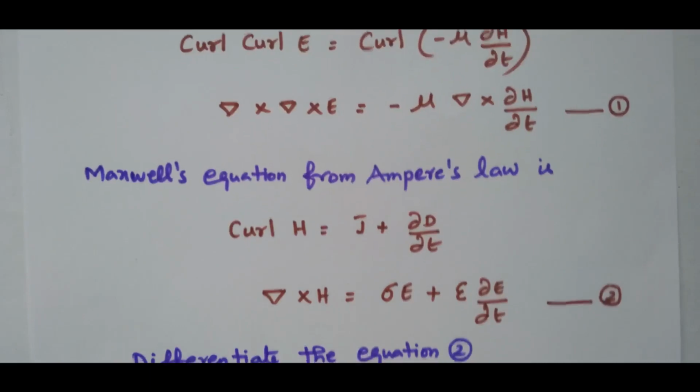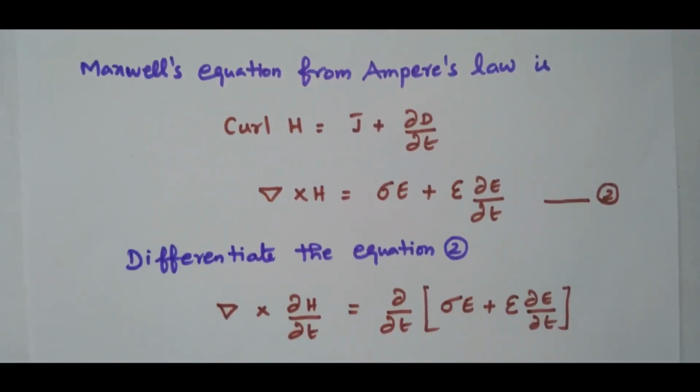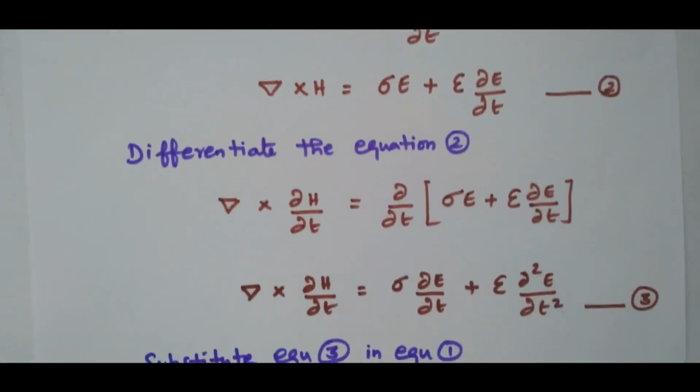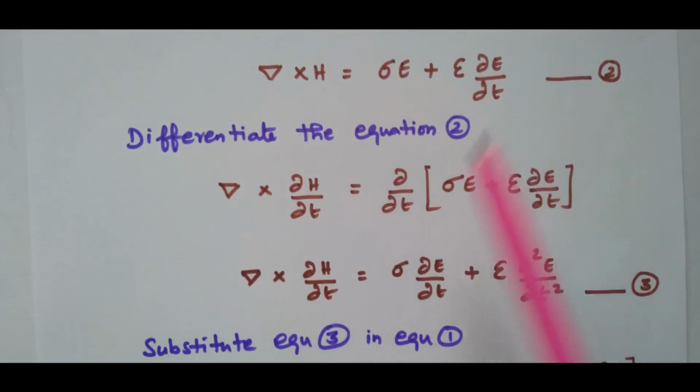Now Maxwell's equation from Ampere's law is given as curl H equal to J plus dou D by dou T. That is nothing but del cross H equal to sigma E plus epsilon dou E by dou T. So this is another form, Maxwell's equation from Ampere's law: del cross H equal to sigma E plus epsilon dou E by dou T. We take this as equation number 2. Now we are going to differentiate this equation.